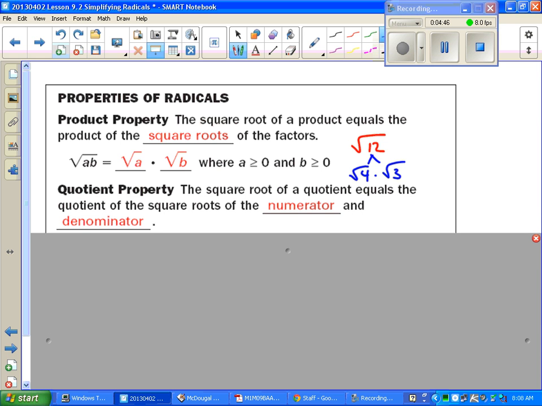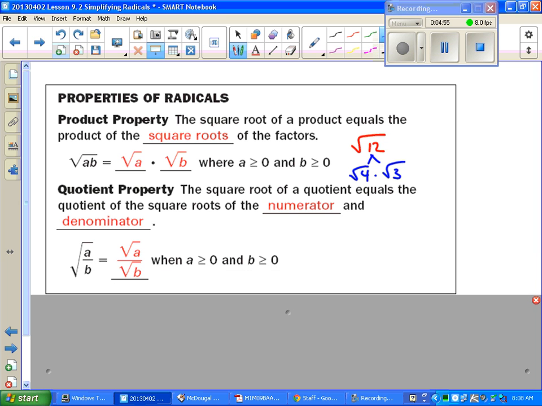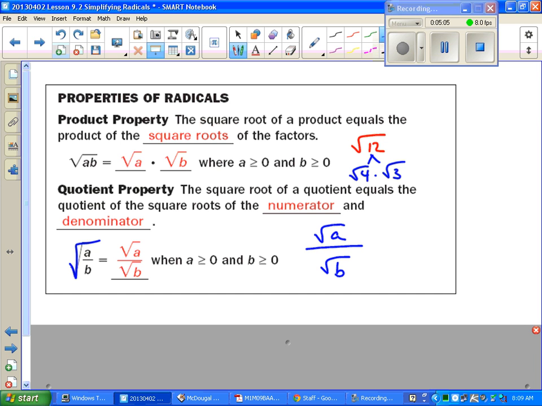The quotient property says that the square root of a quotient equals the quotient of the square roots of the numerator and the denominator. The easiest way to do this is it separates. Notice the square root of A over B is the same thing as the square root of A over the square root of B. Just separate it is all you have to do for that one.